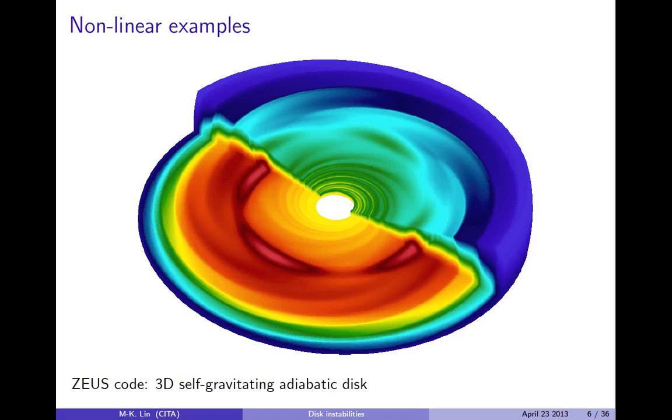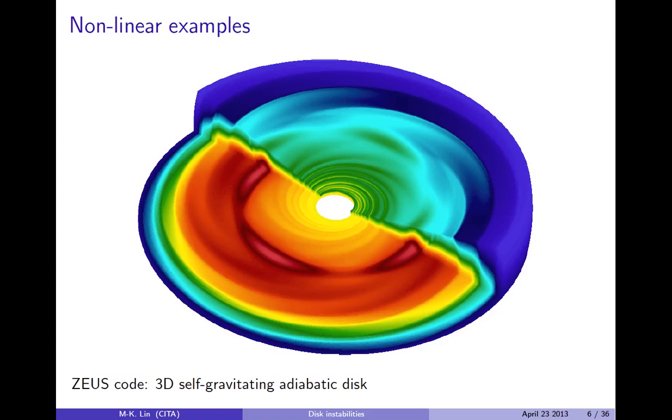Here's another example. Again, this is a three-dimensional disk, but in spherical geometry, and this is done with the Zeus code. So again, I've put in an initially axisymmetric bump and just let it go. This particular simulation includes self-gravity and an energy equation, but qualitatively the result is very similar to the previous plot, which is the fact that the original ring breaks up into non-axisymmetric vortices.